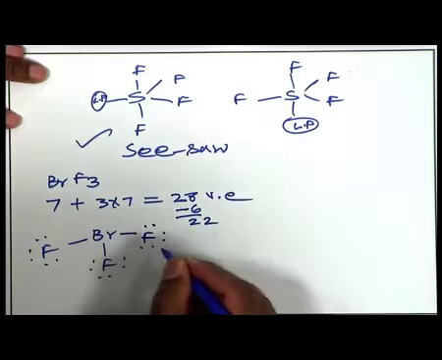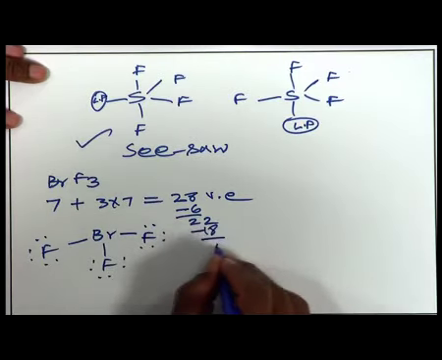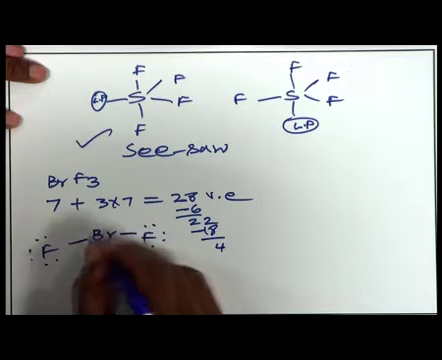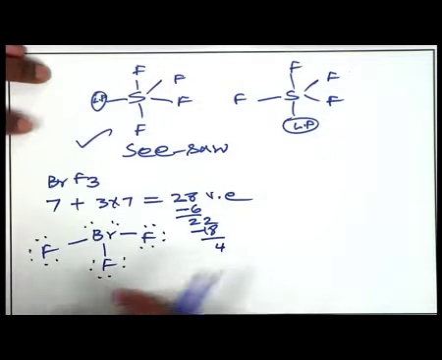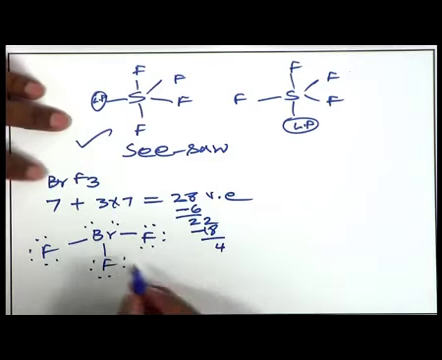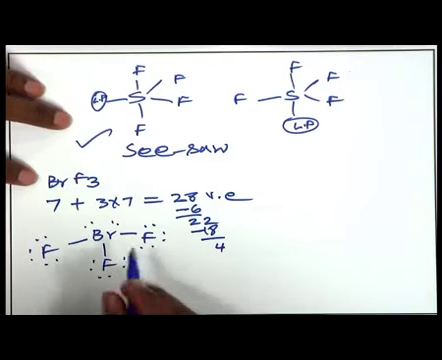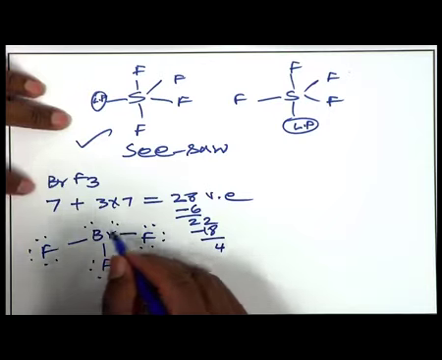So 18 are gone. The remaining is 4 electrons. The 4 electrons would be added to the central atom, here and here. Now this is a Lewis dot structure for BrF3. Now what is the shape of the molecule? The central atom contains 2 lone pairs.